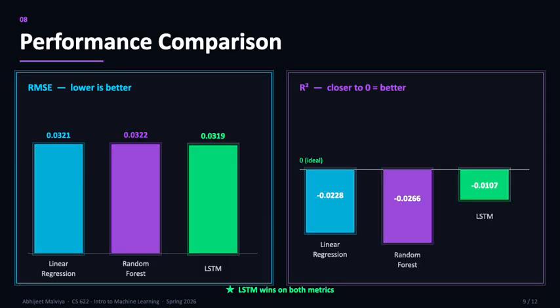So for my performance comparison, the bar charts visualize the comparison. On the left, you can see RMSE, where the LSTM is marginally lower than the other 2. On the right is R squared, where LSTM's bar is the smallest, meaning it's closest to 0 and therefore the best performing model. The margins are slim but consistent across all 4 metrics, which is why LSTM wins.